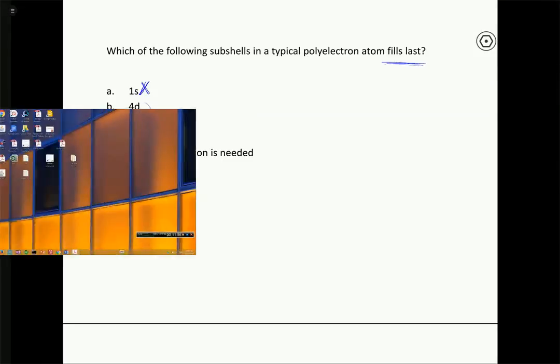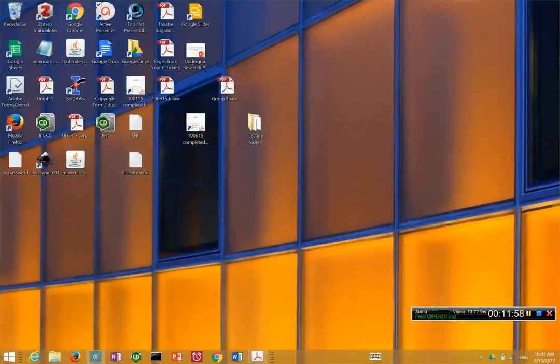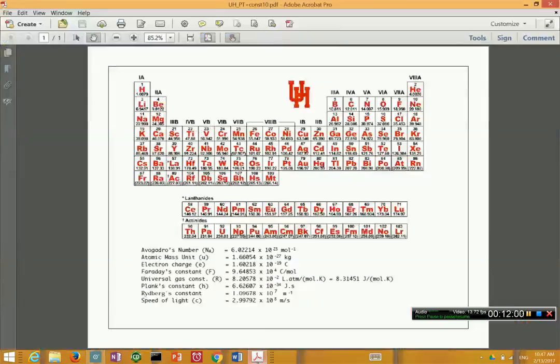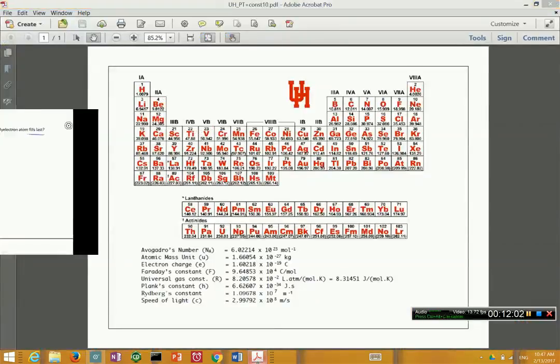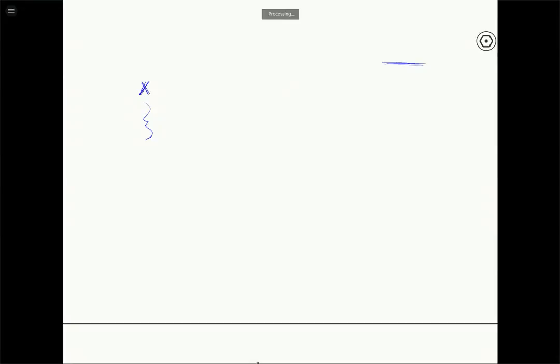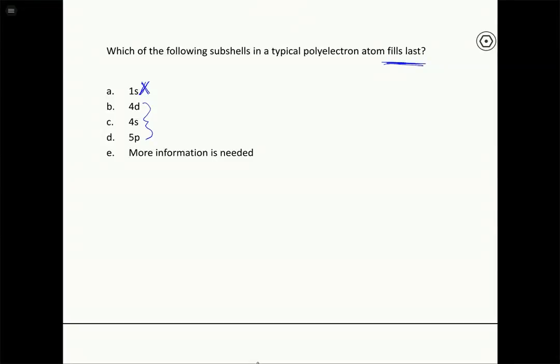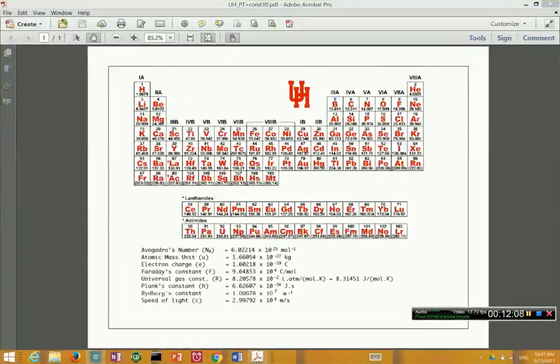So if we go to the periodic table, we're looking at again, 4s, 4d, and 5p. Okay, so 4s comes here, 1, 2, 3, 4. This is the 4s block.